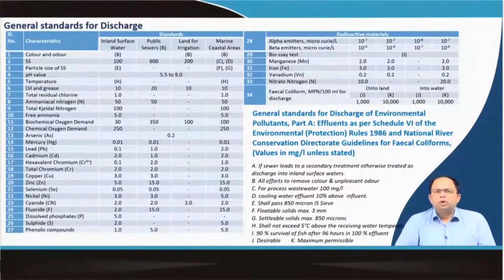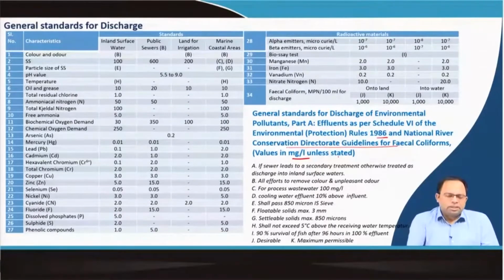This table shows the general standards for discharge of environmental pollutants, Part A, as per effluents under Schedule 6 of the Environmental Protection Rules of 1986 and the National River Conservation Directorate guidelines for fecal coliforms, with values in milligrams per liter unless stated. This gives you the entire list of standards once you treat the water and let it out for disposal. So, you should make sure that after treatment the sewage reaches this particular quality.